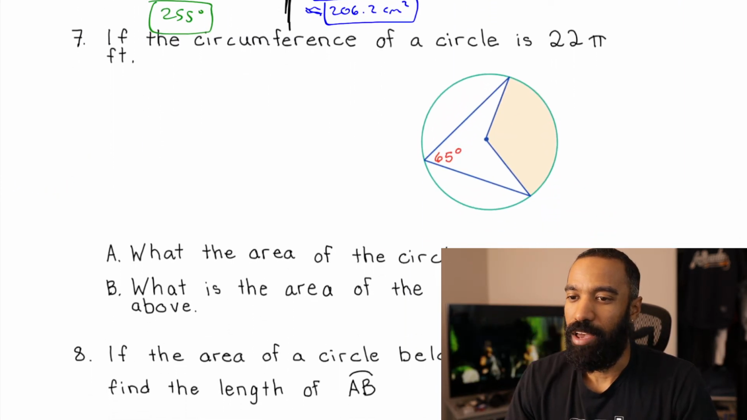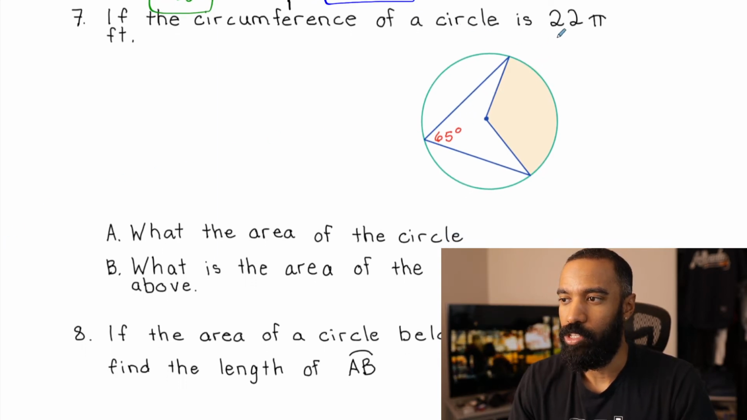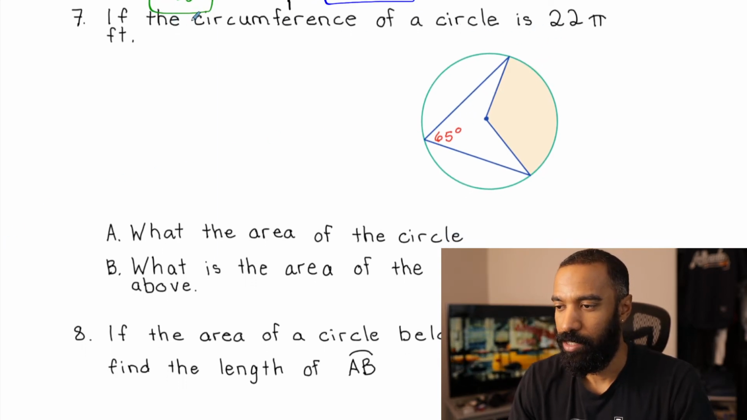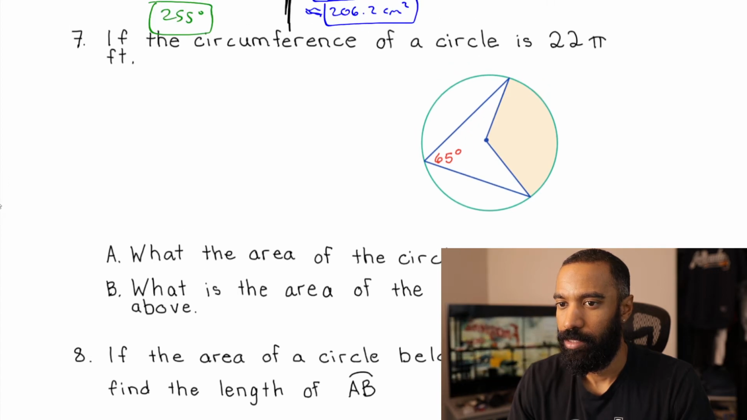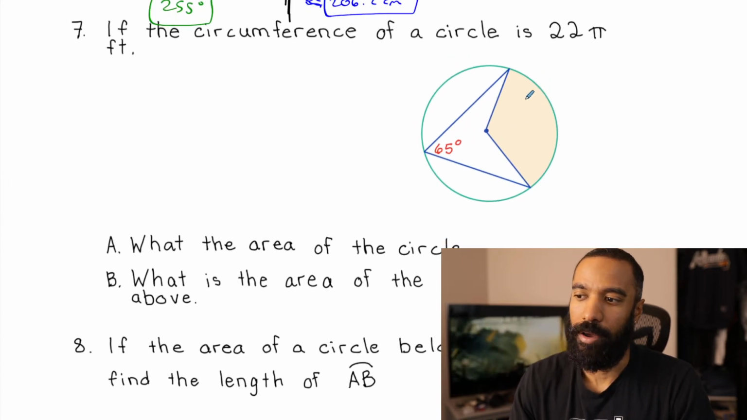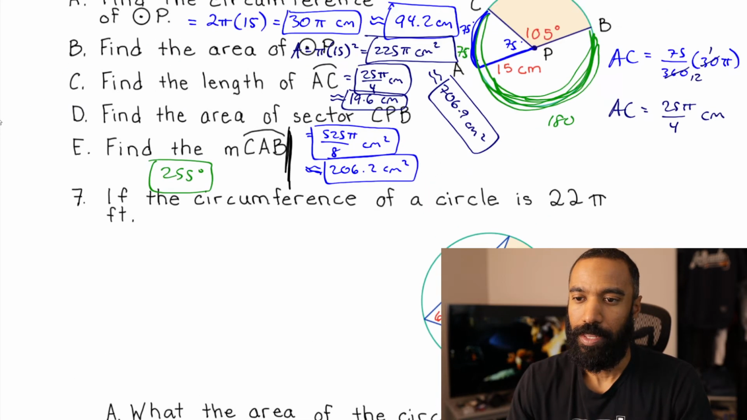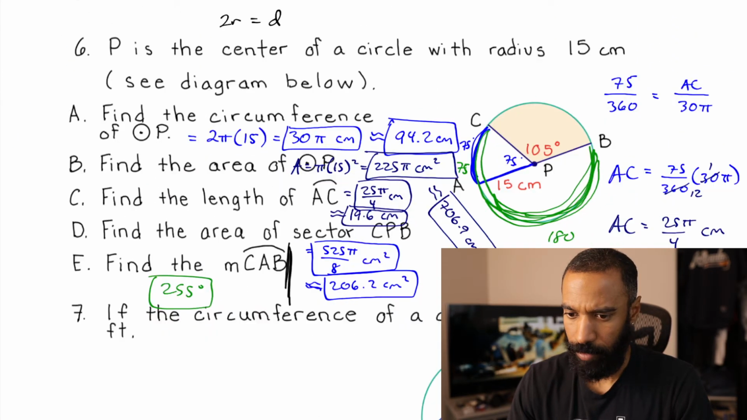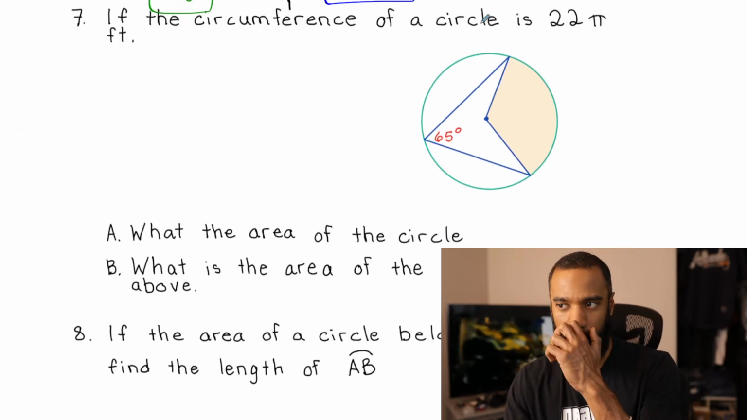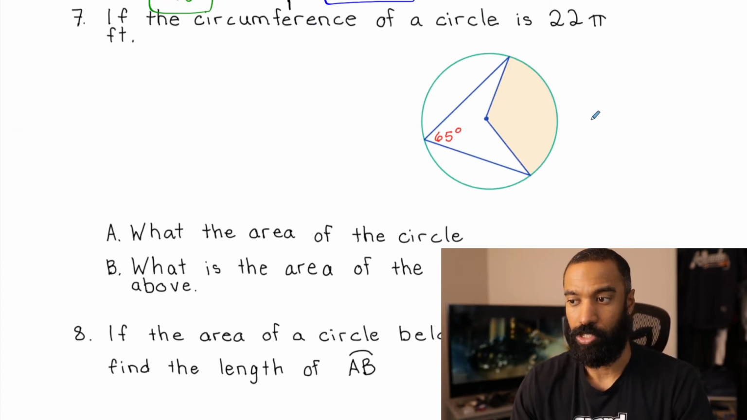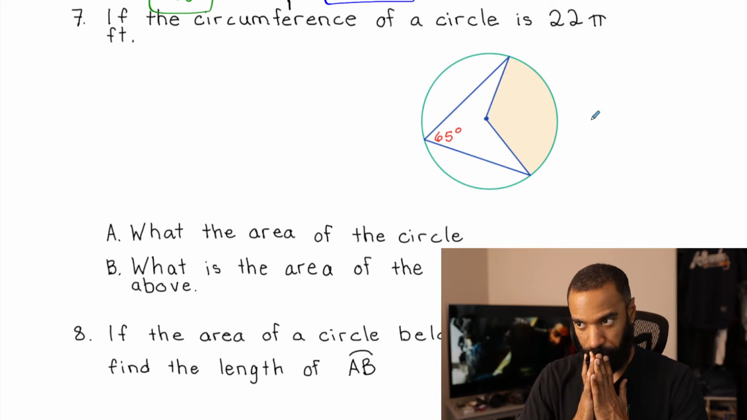All right, number 7. If the circumference of a circle is 22 pi feet, and that's it. They're probably saying find the area. They probably are saying find the area of this shaded region right here. I don't see the information. So yeah, if the circumference of a circle is 22 pi feet, find this. Okay, a lot of things to unpack here.